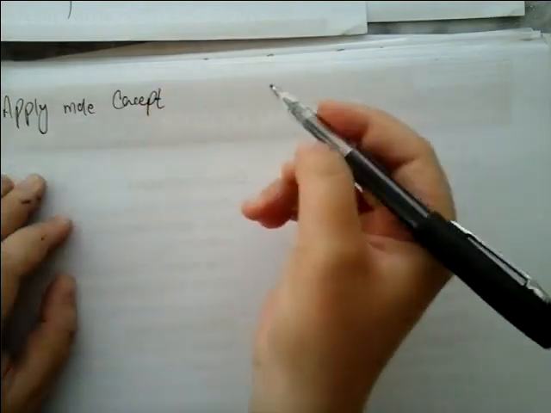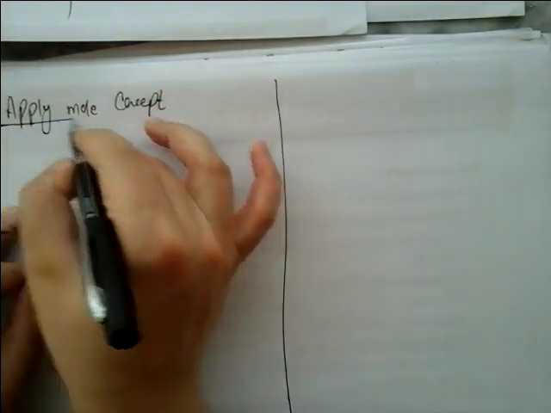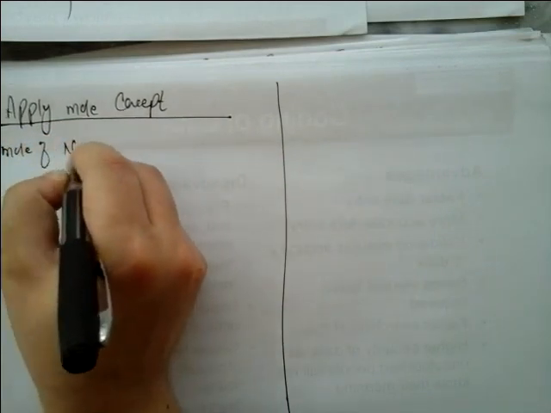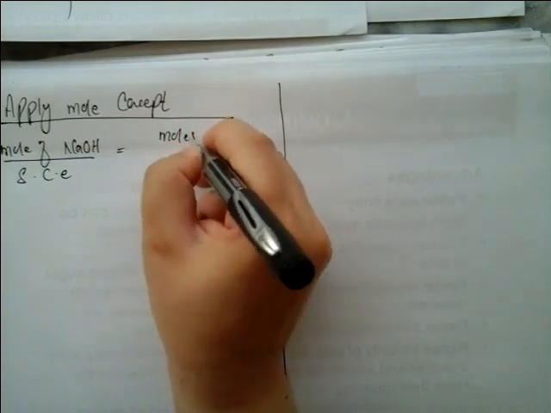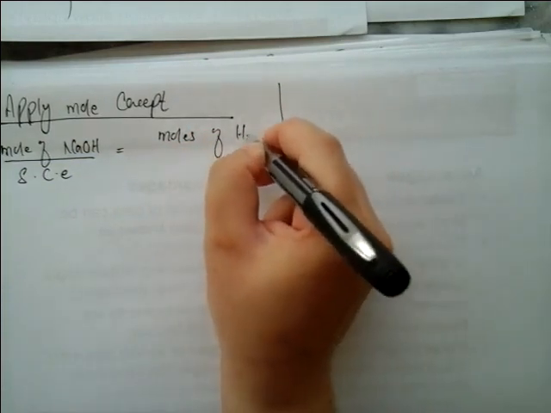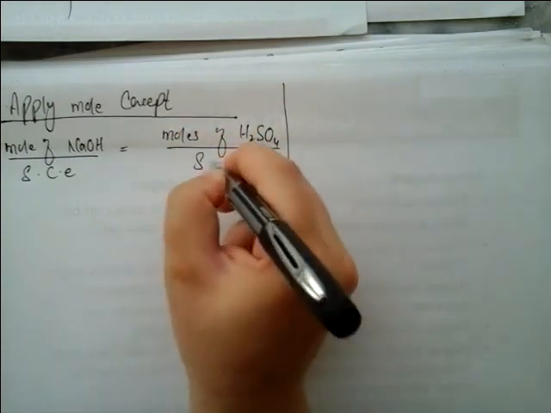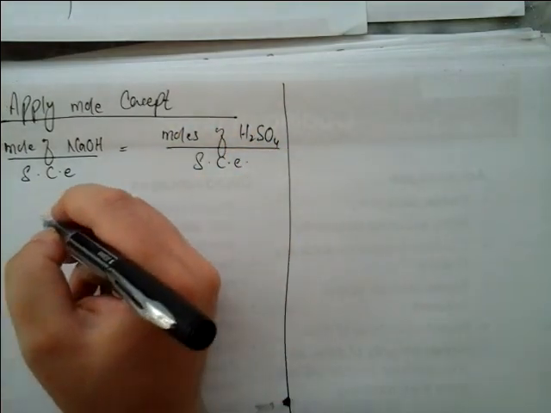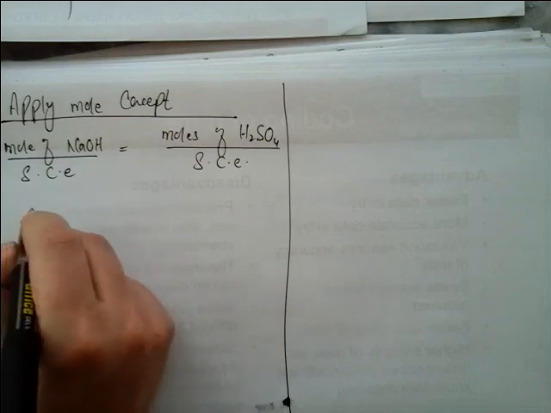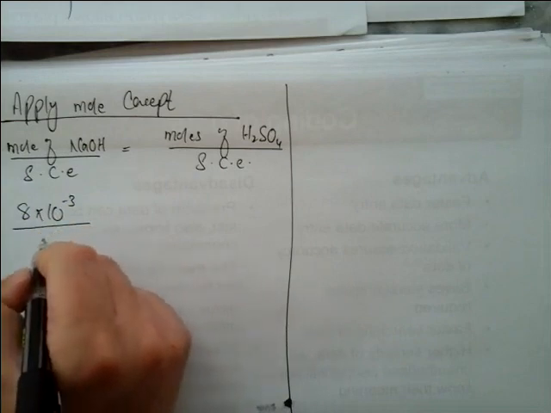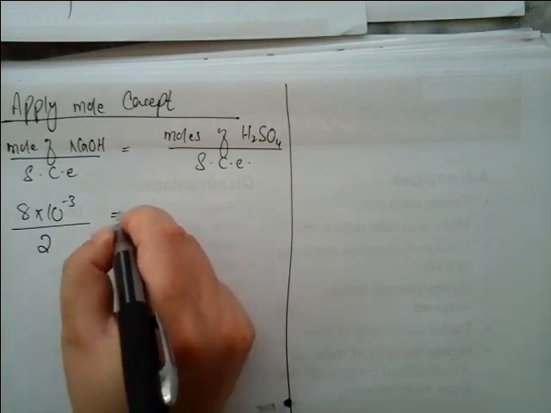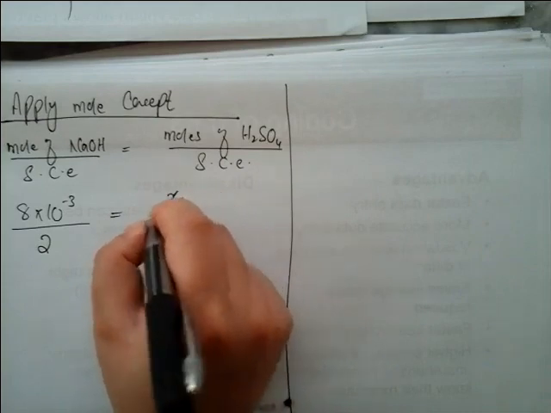You have to apply the mole concept. So what you need to do is compare the moles from the equation. Moles of sodium hydroxide divided by its stoichiometric coefficient is equal to moles of sulfuric acid divided by its stoichiometric coefficient. So here again, moles of sodium hydroxide is 8 into 10 raised to power minus 3, divided by its stoichiometric coefficient, which is 2, and it is equal to moles of sulfuric acid, which is unknown.